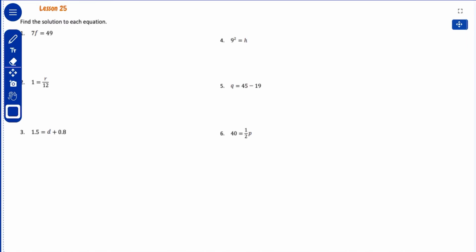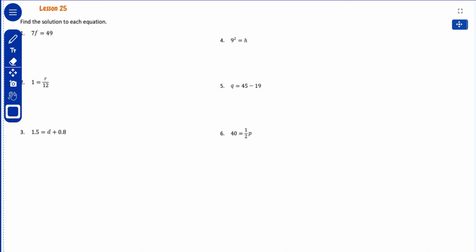All right, Math 6, Module 4, Lesson 25. It says find the solution. So, your solution is going to be what is the variable that makes these true statements. We've been talking about true and false statements. We're having to find the variable that makes these true statements. So we're solving for the variable, which means if you can do it, do it. If you can't, do the opposite and do it to both sides.